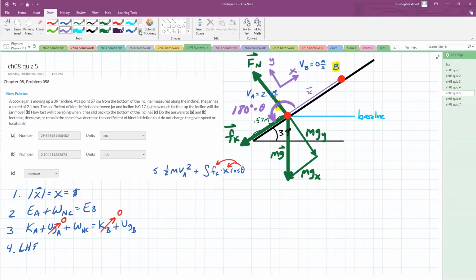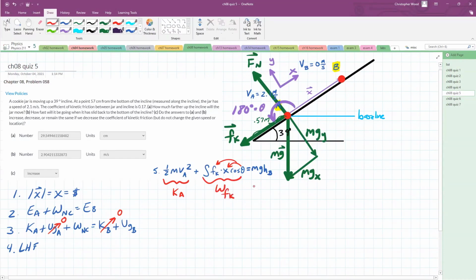All right, so step 6. Oh, I wasn't done with step 5. Equals MGHB. Okay. So this was my kinetic energy at A. This was my work done by friction. This is my gravitational potential energy at B. It's all in there. I dropped the zeros.